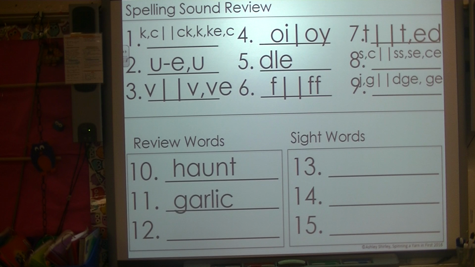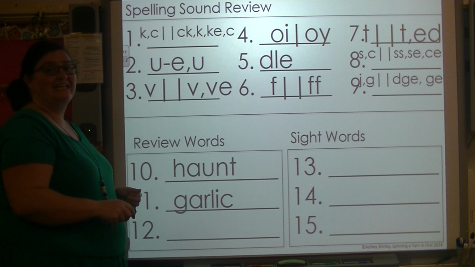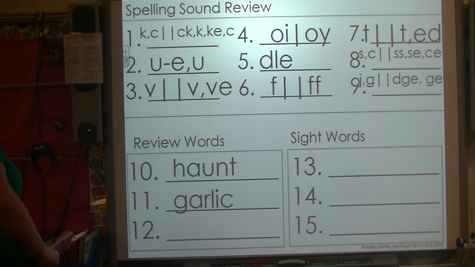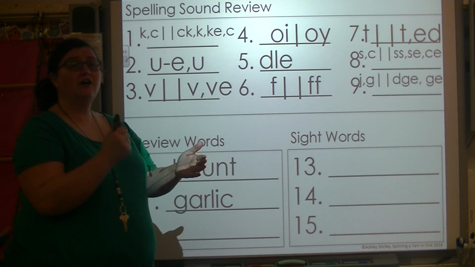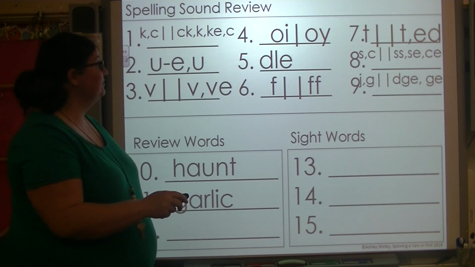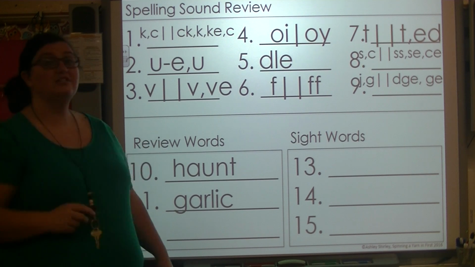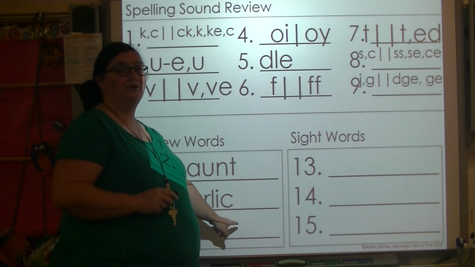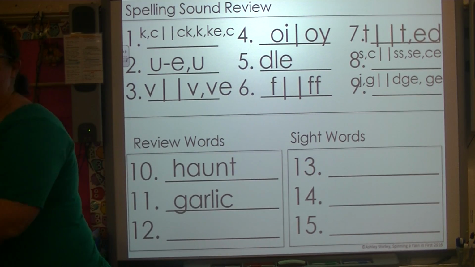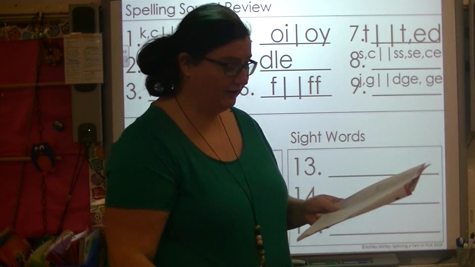All right, let's spell it. Garlic. G-A-R-L-I-C. Boys and girls, why did we spell with C in the final position? Excuse me, Ms. Fires. Garlic is how many syllables? Two syllables. We use C if the word is two or more syllables. Thumbs up if you got it. Awesome job. That's our new spelling pattern for the K sound.